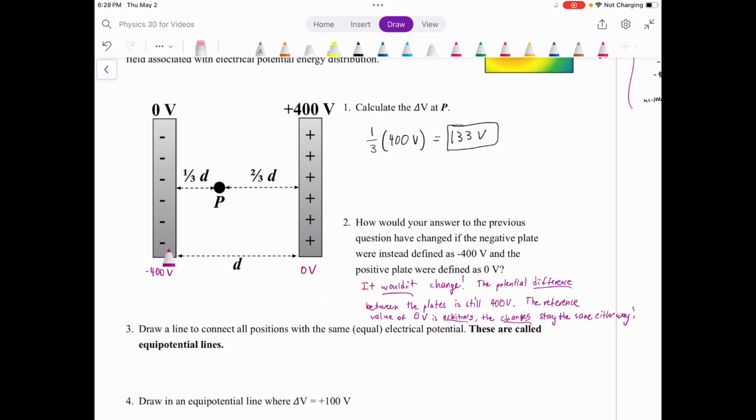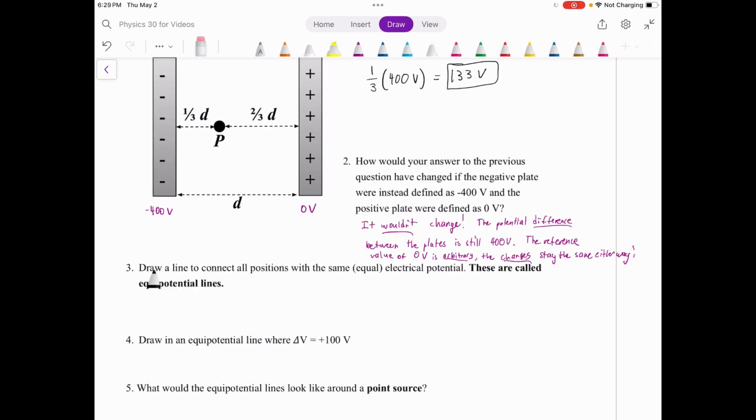To go from here to here is a change of negative 400 joules per coulomb. To go from 400 to 0 is a change of negative 400 joules per coulomb, okay? So 1/3 of that change is still going to be 133 volts, right? To go from negative 400 to negative 367 is still a change of 133 volts.